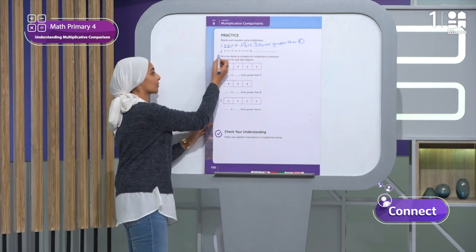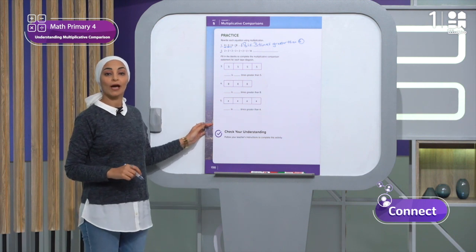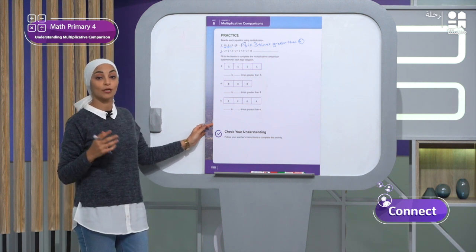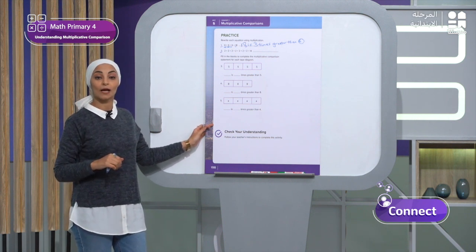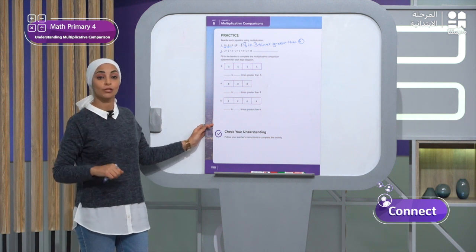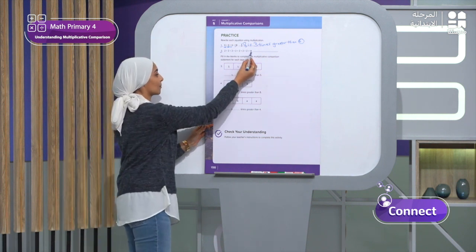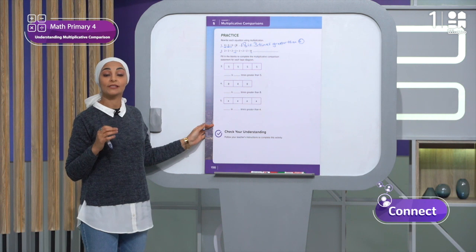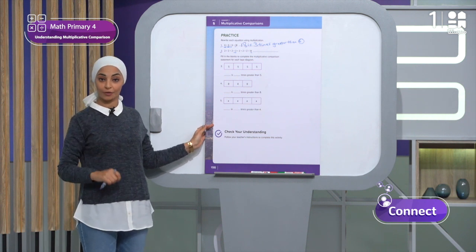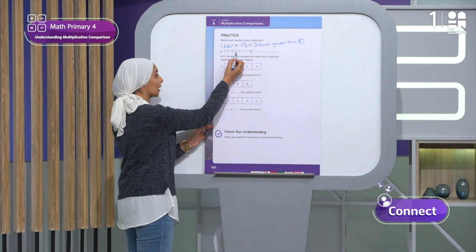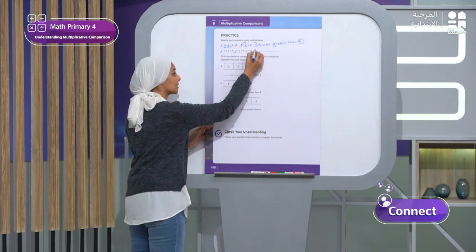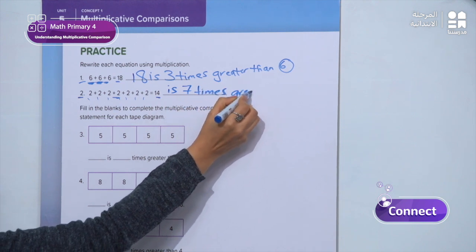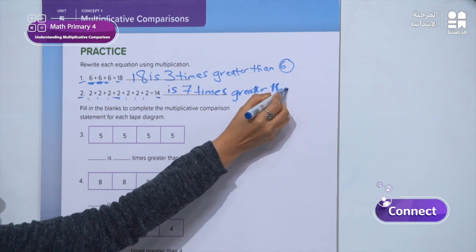Let's move to problem number 2. In problem number 2, we have 2 plus 2 plus 2 plus 2 plus 2 plus 2 plus 2 equals 14. Now I want to compare 14 and 2. So I will say what? Yes, we can say that 14 is 7 times greater than 2. Because if you count these 2s, you will find I repeated it 7 times. So 14 is 7 times greater than 2.